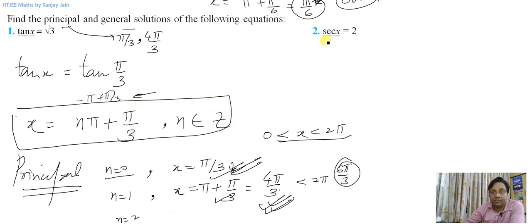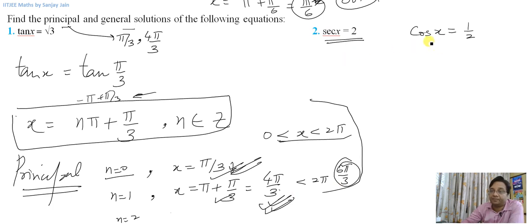Now look at this. Secant x equal to 2. So I can write it as cos x equal to 1 by 2, just to think about the angle. Otherwise, if you change anything in the original equation, the final solution has to be verified with the original equation.